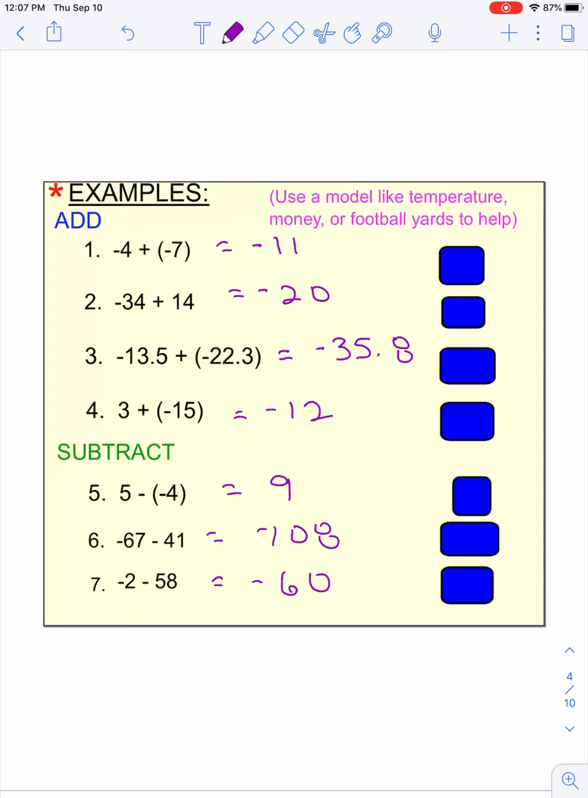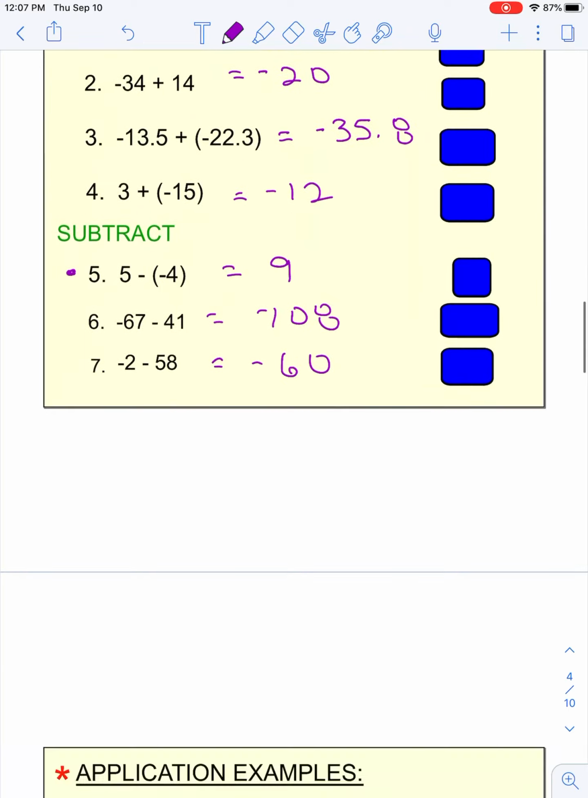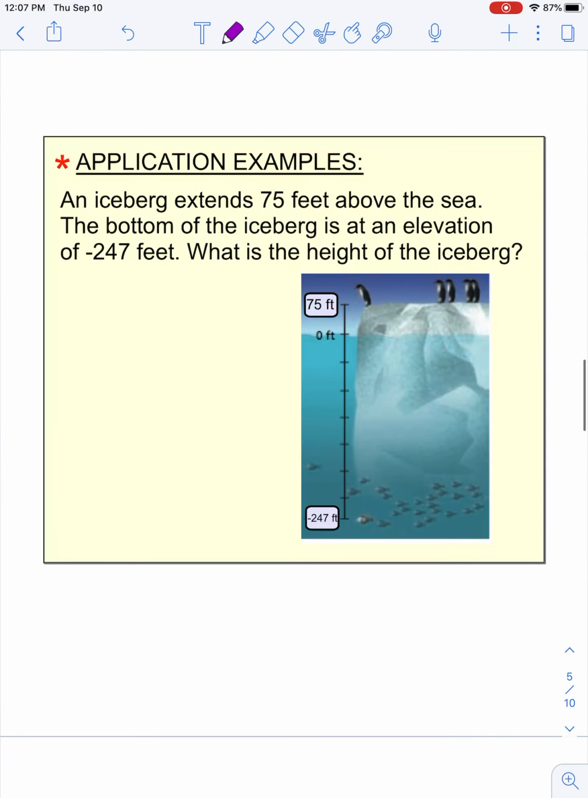But if you take a look at something like number 5, if you have a 5-yard gain in football, and then you lost 4, but they're taking away that loss, you are now gaining that back to have a total gain of 9 yards. Now, it does get confusing when you're thinking about this, but try to use those models like money. If you have $5, you thought you lost 4, but now you're taking away that loss of 4 that you thought you had. Now you're at $9 that you have. So again, try to use the rules, try to use models to make sense of adding and subtracting positive and negatives.